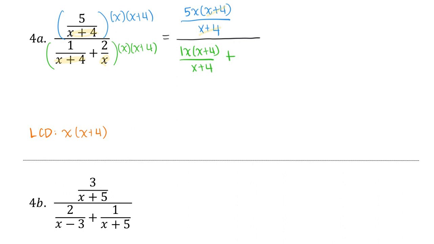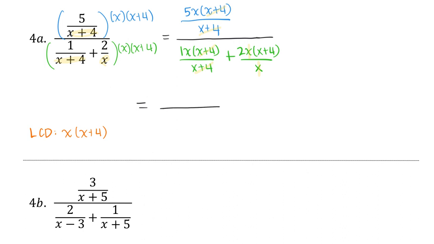Now I have to do the same thing with the 2. So I have 2 times x plus 4, but the bottom is an x now. Now stuff is going to cancel, but it's not the same stuff on each one. On this one, the x plus 4 cancels. On this, the x cancels. Now let me bring over what's left. I'm going to go down.